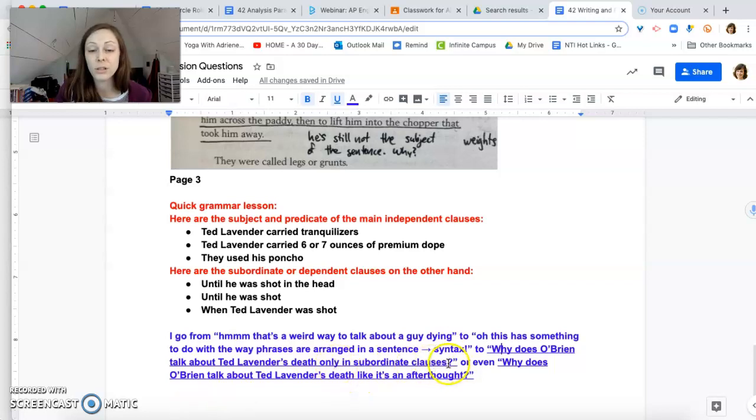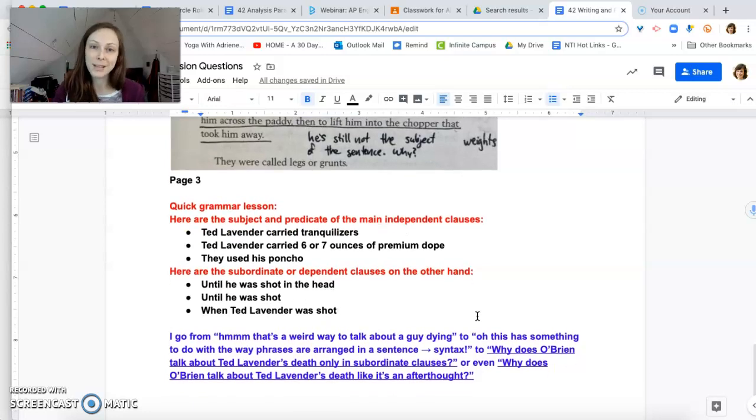And that might lead me into writing the question, why does O'Brien talk about Ted Lavender's death only in subordinate clauses? If I'm a grammar champion, I might ask it that way. But if I don't know that language and it's not right at the tip of my tongue, I might say, why does O'Brien talk about Ted Lavender's death like it's an afterthought? Or why does O'Brien introduce Ted Lavender's death the way he does? That question allows us to talk about syntax.